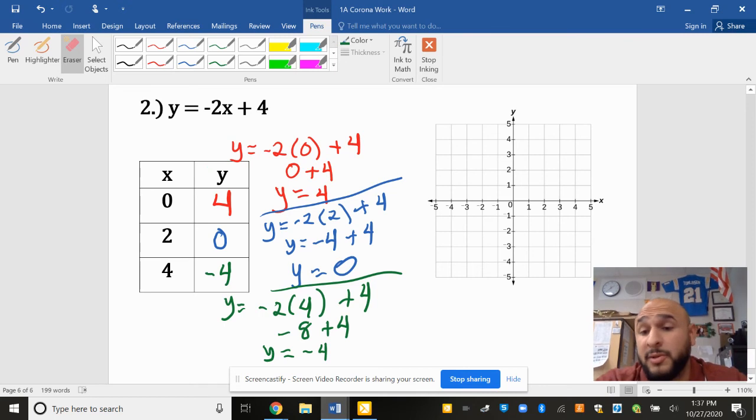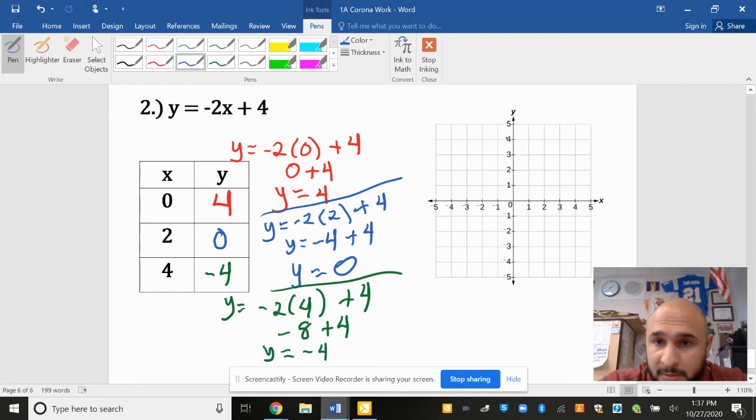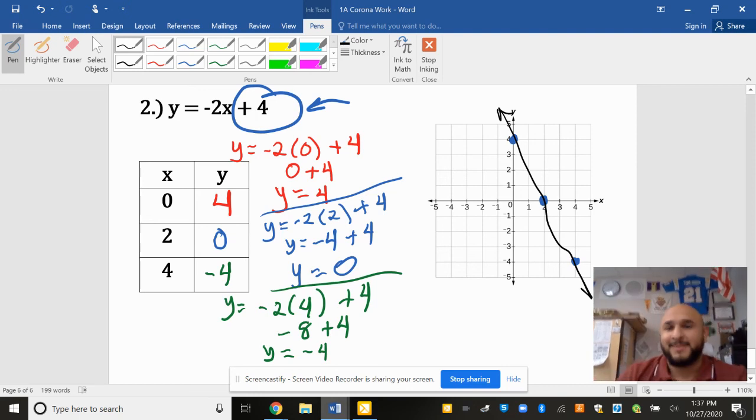And once again, to graph this, I can just plot the points. 0, 4 is our y-intercept, or our starting amount, which we already knew because of that one, right? There's our y-intercept. And then 2, 0, and 4, -4. All lining up nicely. And there is our line. Hopefully you have a ruler so that, oh my gosh, my line's jacked up. But yeah, that's it. That's how you graph using a table and a function.